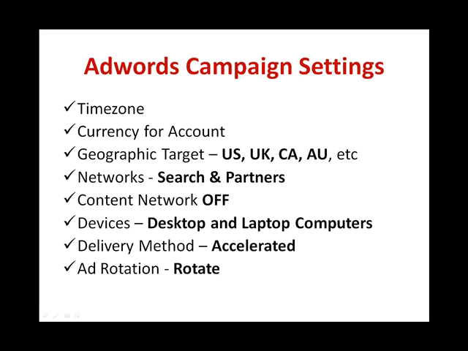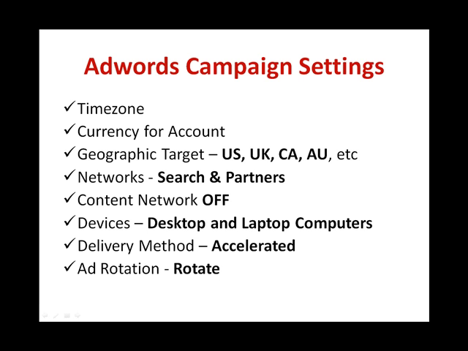On the internet, the more popular geographic targets are US, UK, Canada, and Australia, as this is where the bulk of most of the internet sales come from. However, the geographic target is flexible and can be changed at any time in your campaign settings. For networks, choose search and partners. Always remember to keep the content network off unless you decide to do a placement campaign.